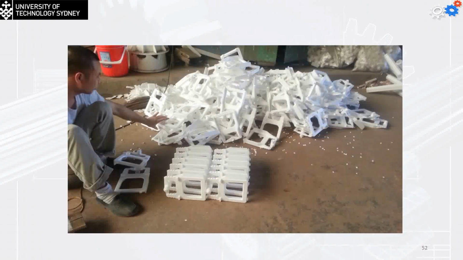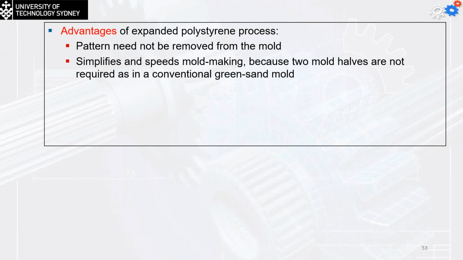The advantage is the pattern need not be removed from the mold, and this will speed up the making of the mold. It simplifies and speeds the mold making because the mold flasks are not going to be required as in the conventional green sand mold. The disadvantage is a new pattern needs to be made for every casting because it's going to be evaporated. The economical justification of the process is highly dependent on the cost of producing the pattern. If this is going to be low cost, this will be a good advantage for the process.